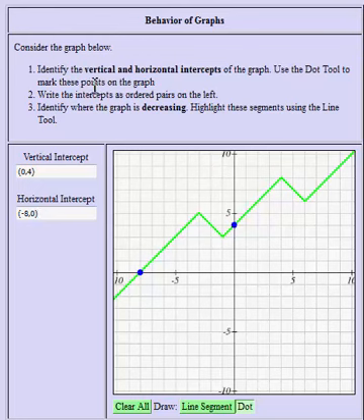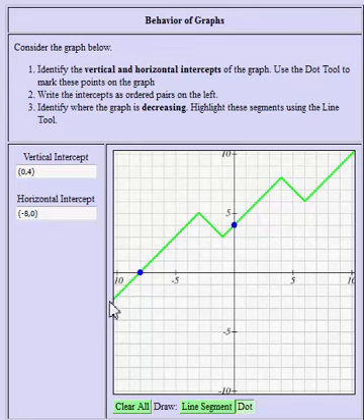So far I've done the first two sets of directions. I've identified the 2 points. I used the dot tool to mark the points in the graph. I wrote the intercepts as ordered pairs on the left. Don't forget step 3 where I identify where the graph is decreasing. This simply means to trace along the graph where you see the graph going down, and the rule is that we're looking left to right.